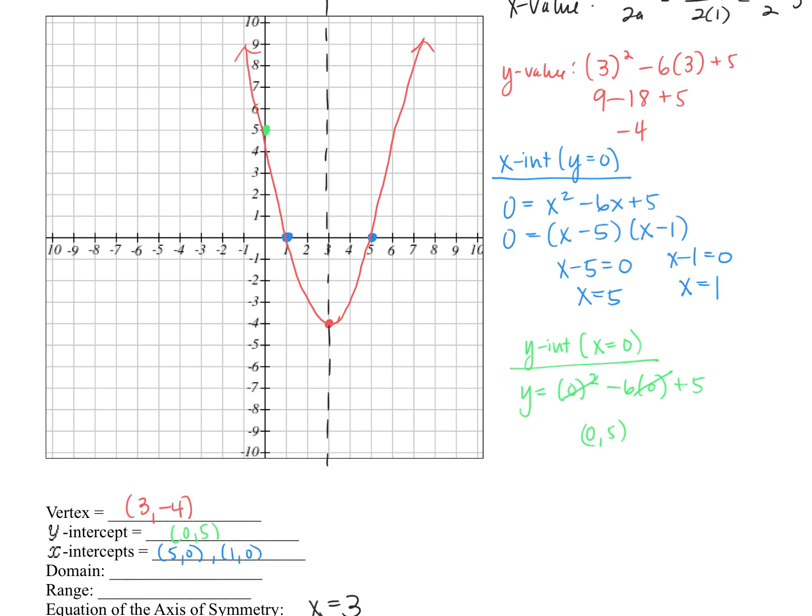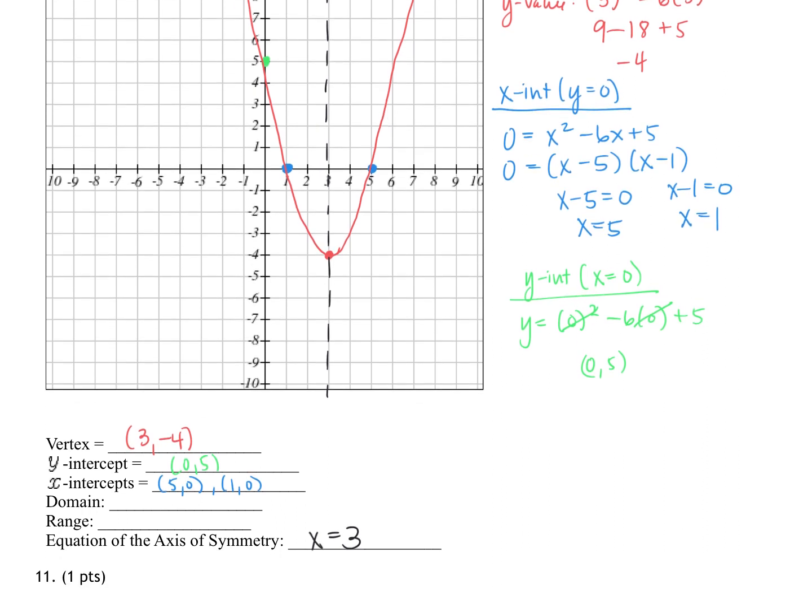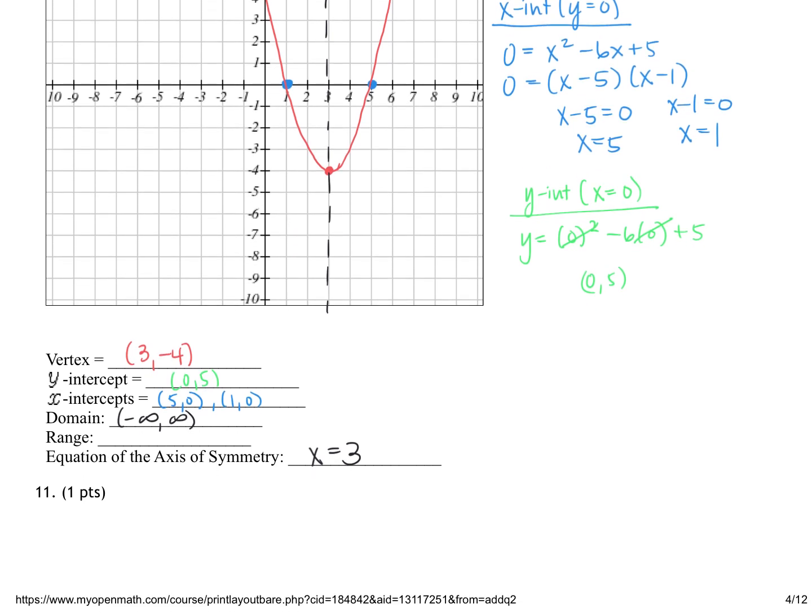To find the domain and range, I can just look at the graph. So it goes to the left forever and to the right forever. So the domain is negative infinity to infinity. That's always the case for our parabolas. And our range, it goes up forever, but its bottom is here at -4. So the range is [-4, infinity).